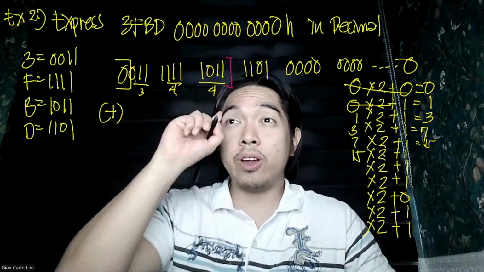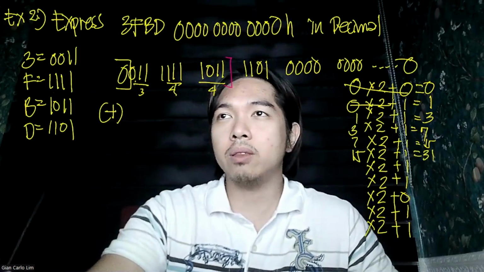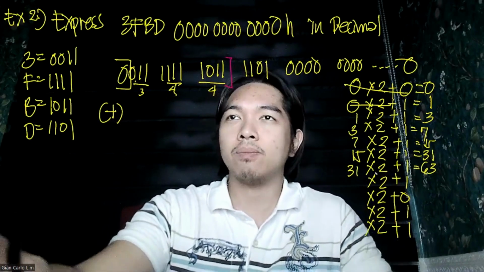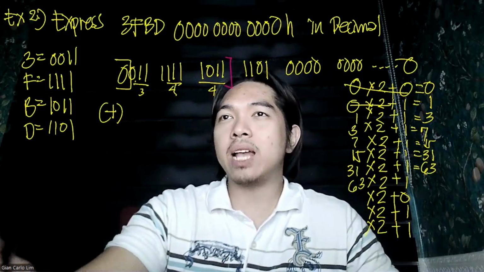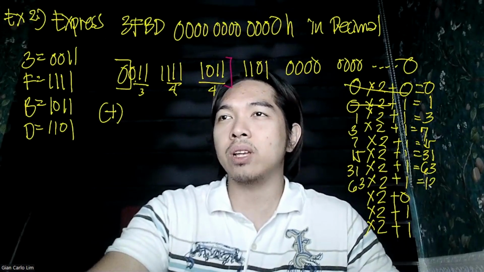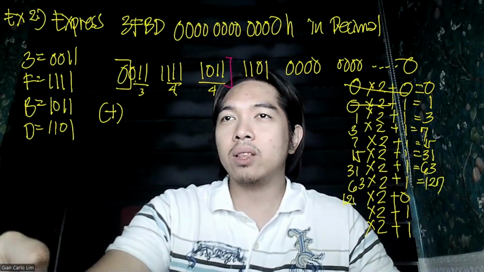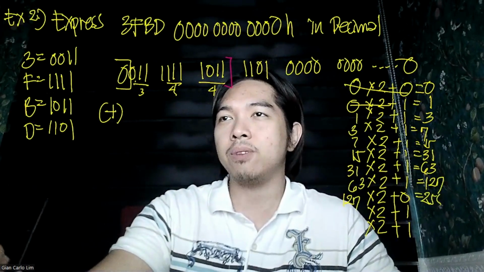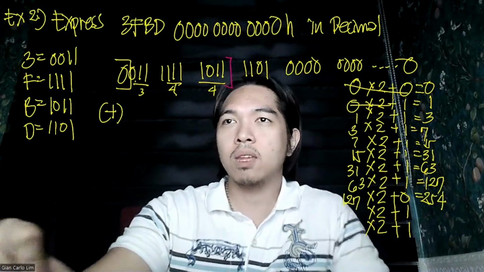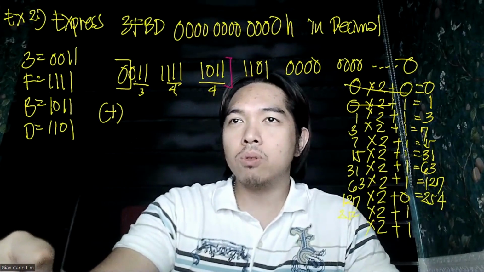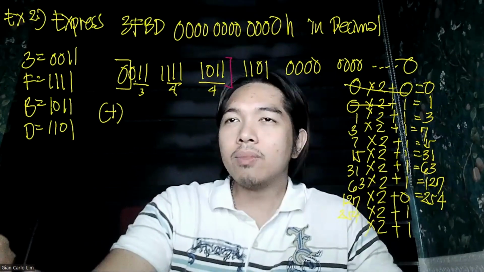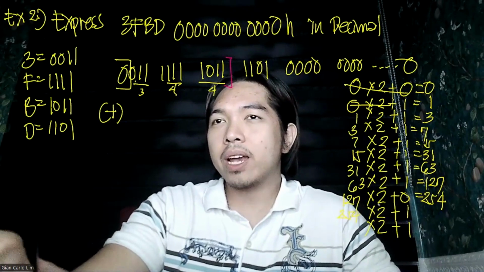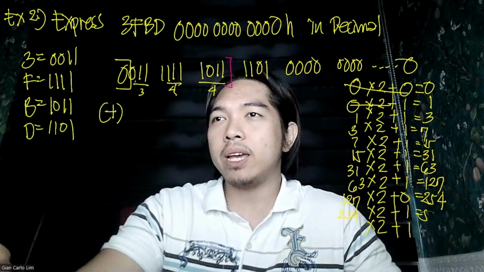15 times 2 is 30 plus 1, so that is 31. 31 times 2, so 62 plus 1, so 63. 63 times 2, so that is 126 plus 1, so 127. 127 times 2, so that is 254 plus 0, so it's still 254. So 254 times 2, so that is 508 plus 1, so 509.